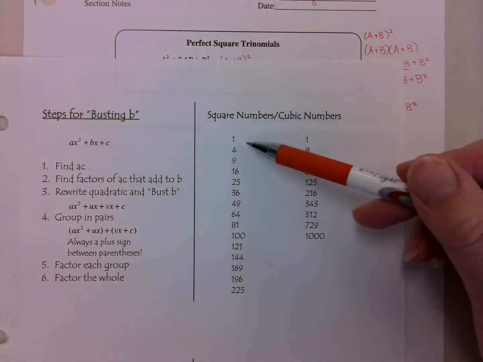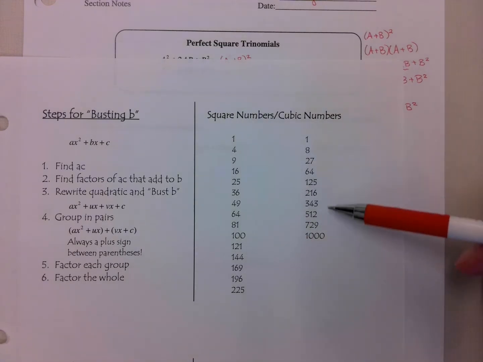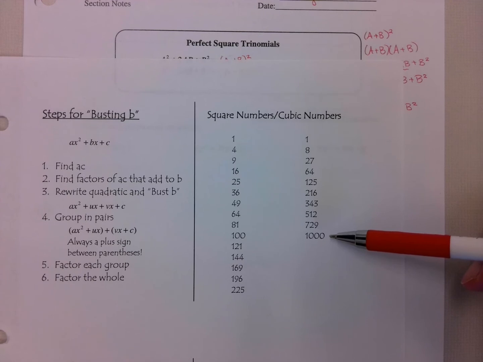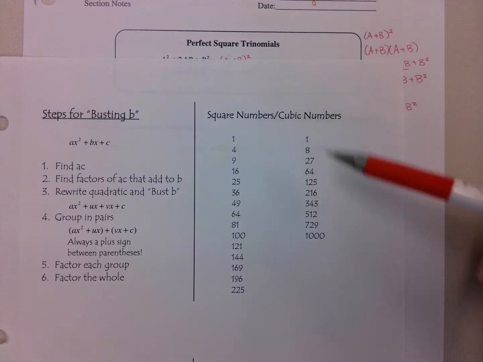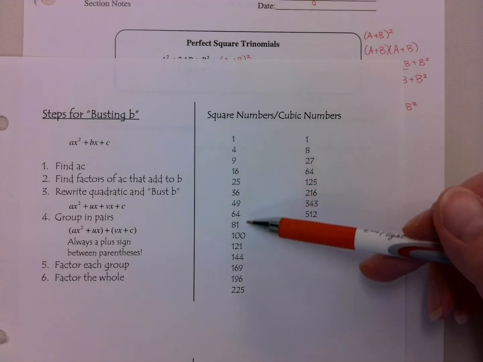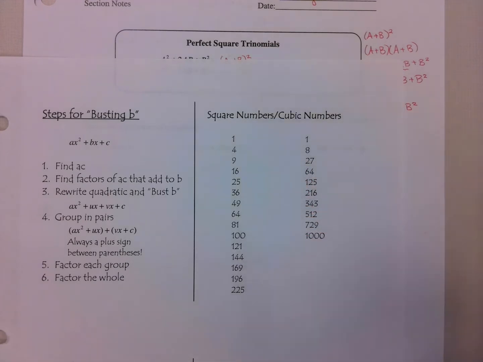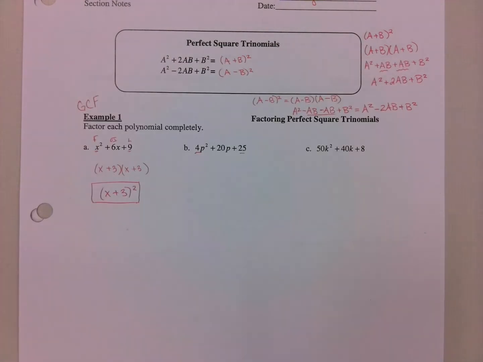So here are my square numbers, so you have them, and here are my cubic numbers that we're going to use in another chapter when we do difference and sum of cubes. You might want to pause this and jot these down, but it's always good to have a reference as you're working and get more and more familiar with these numbers. It's going to make your math a little bit quicker. All right, so back to here.